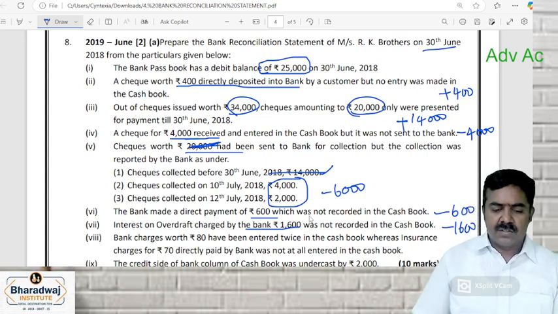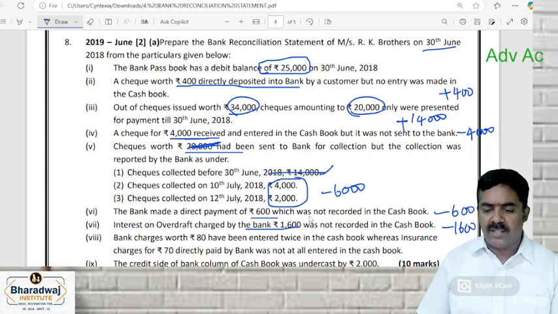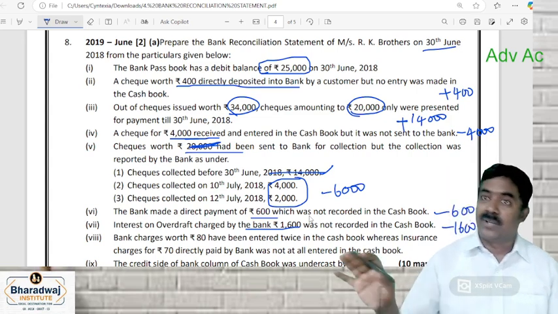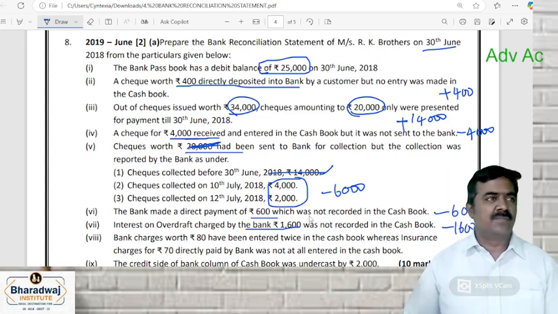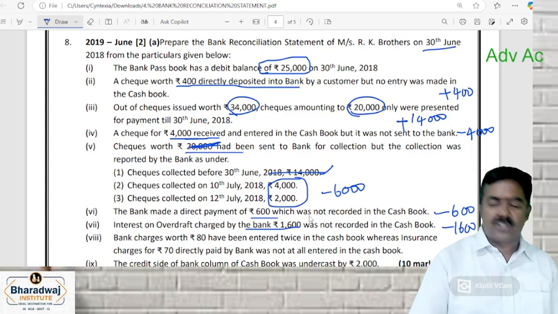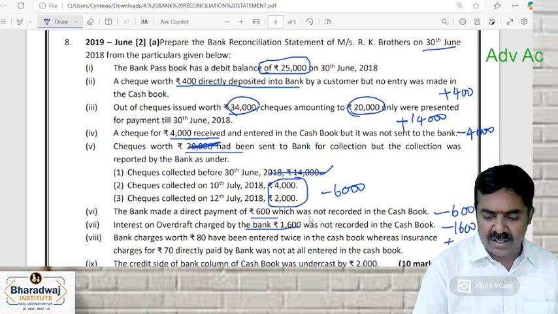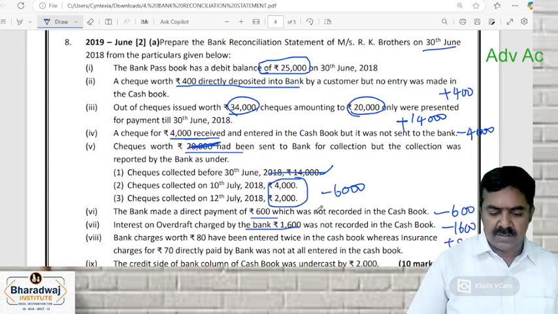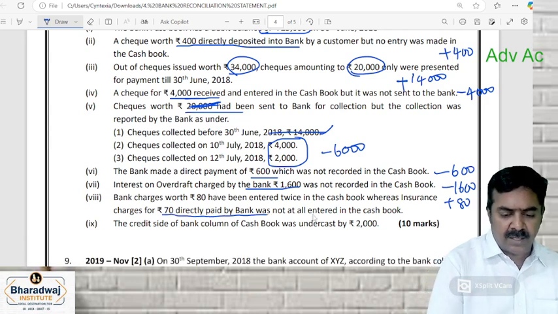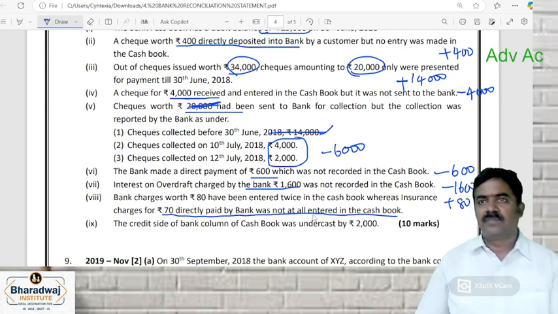Bank charges 80 has been entered twice in the cash book. We have deducted once, but customer has deducted 2 times. அப்போ one more time நம்ம deduct பண்ணிக்கணும். நம்ம ஒரு வாட்டி reduce பண்ணிருக்கோம், customer ரெண்டு வாட்டி reduce பண்ணிருக்காங்க. So we should deduct once more that 80. OD starting point என்ன பண்ணுங்க? Plus.